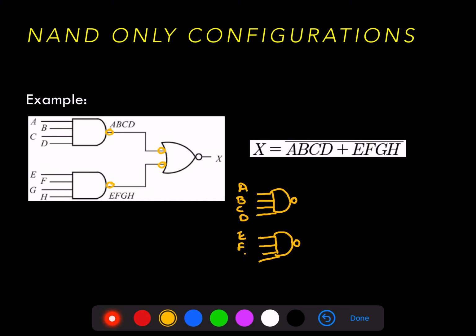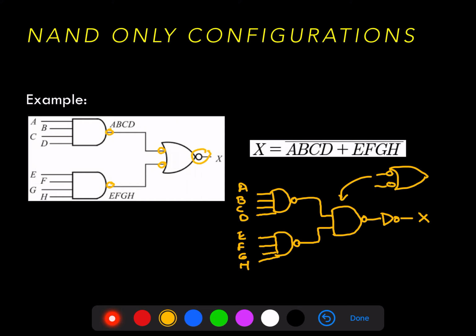E, F, G, H into this NAND gate. And now we have a NOR gate with inverted inputs, which is equivalent to a NAND gate plus an inverter. Now this NAND gate, according to De Morgan's theorem, is equivalent to an OR gate with inverted inputs. And after we made that replacement, we had to deal with this last inversion before we produced X, which is where the final inverter comes from in this implementation to NAND only.